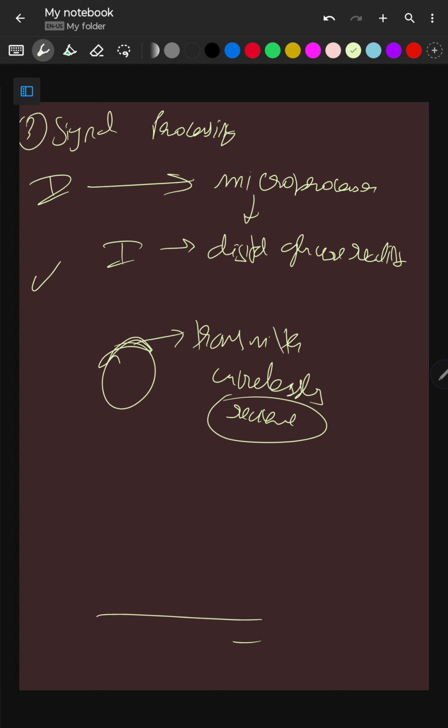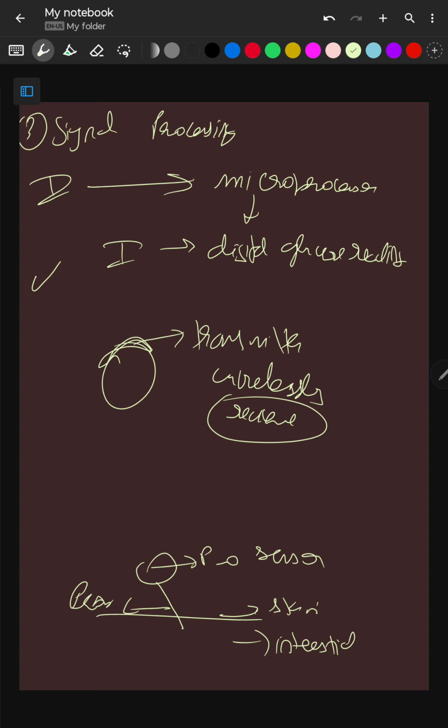This is the interstitial fluid. This is the skin. A probe is attached here. Basically this is a sensor, and say this is the probe which is inserted. This has the transmitter, so it will measure the glucose level and send signals wirelessly to the receiver. That's how it works. Now coming to the advantages.